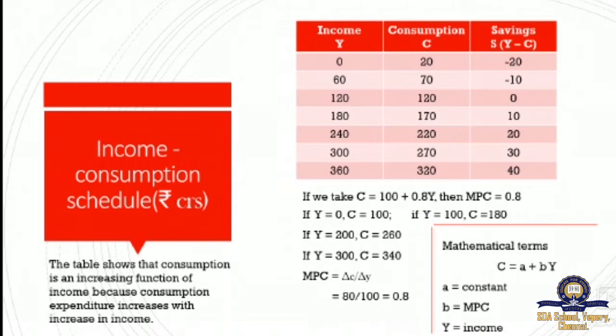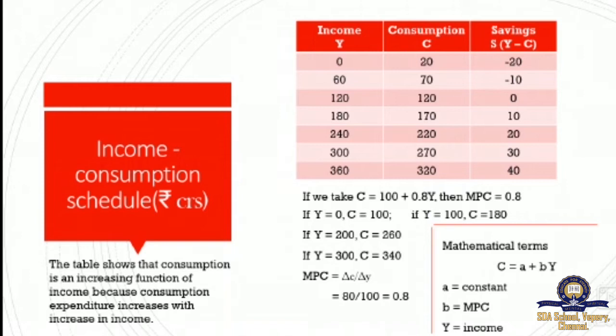So now the MPC is equal to 0.8. Now if Y is 0, Y means income. Income is 0, consumption is 100. How is it possible? Through the loan, through the borrowing. So if Y is 100, C equals 180.